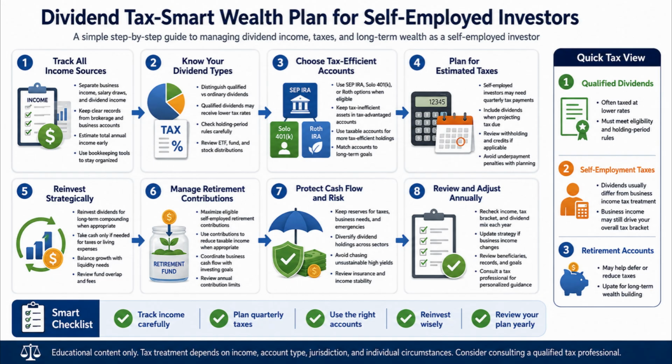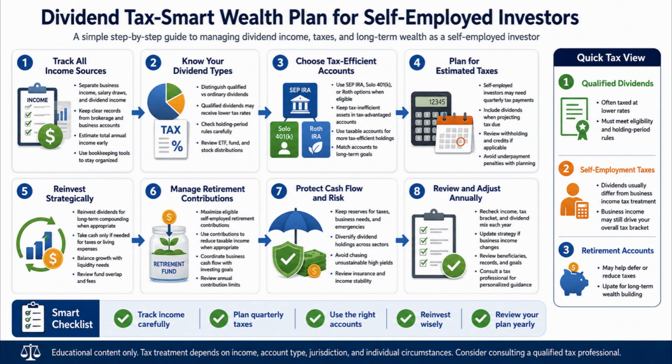Finally, review and adjust the plan annually. Your income, tax bracket, dividend mix, business situation, and investment goals can all change over time. For this reason, reviewing your records, beneficiaries, account choices, and dividend strategy every year can help keep your plan aligned. A qualified tax professional may also help you understand how self-employment taxes, dividend taxes, and retirement accounts fit together in your personal situation.